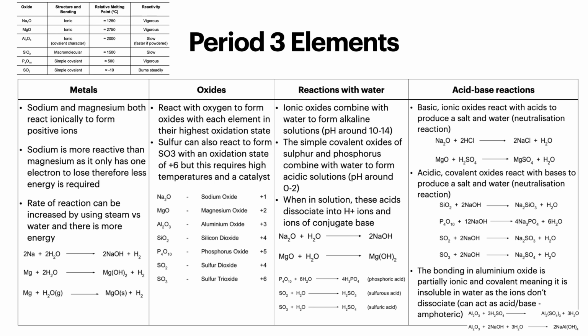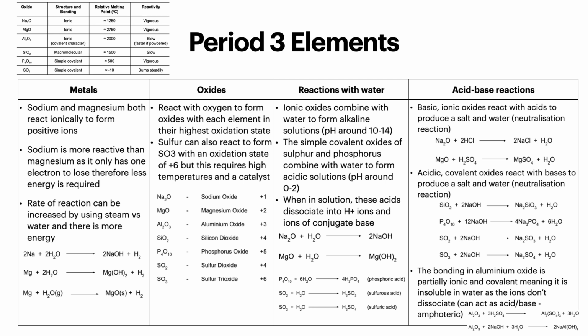So firstly, looking at period 3 elements. Firstly, looking at metals, so sodium and magnesium both react ionically to form positive ions. Sodium is more reactive than magnesium as it only has one electron to lose, therefore less energy is required. Rate of reaction can be increased by using steam versus water as there is more energy present. Obviously, gas particles are a lot more chaotic and energetic than in liquid.